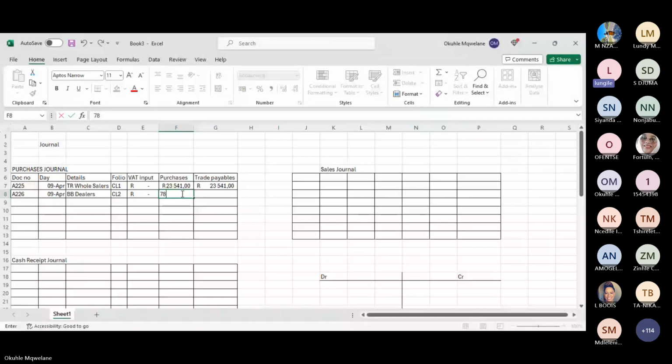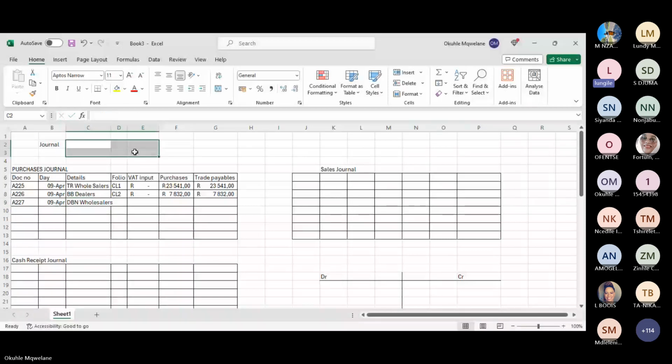Can you please repeat the question for me? Someone asked for the question to be repeated, so I'll just read it again. Purchased merchandise on credit from the following wholesalers, being BP dealers for 7,800, and the second wholesaler was DBN wholesalers for 6,965. So I hope they heard me.